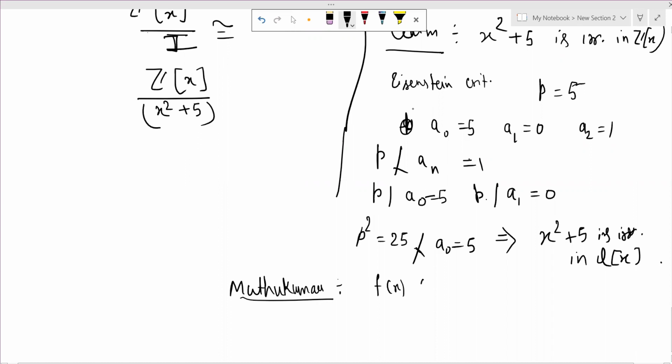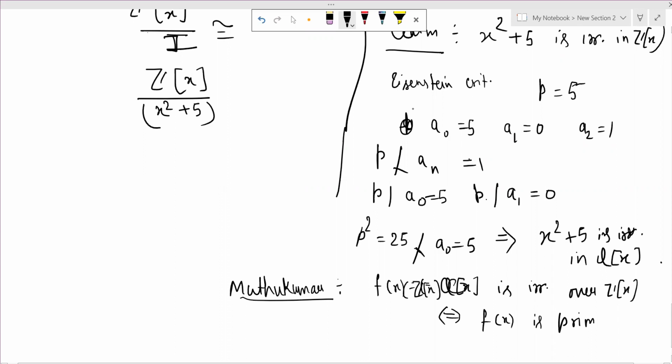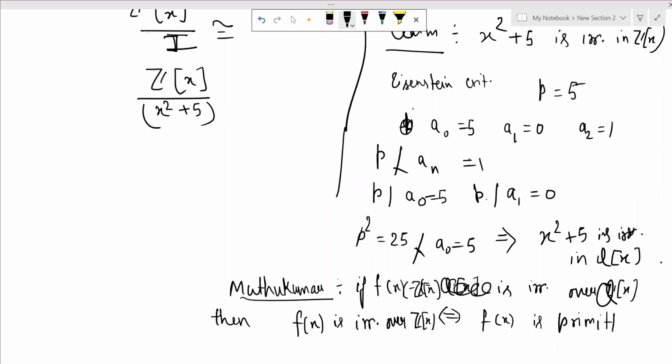If f(x) belongs to Z[x] is irreducible over Q[x], then f(x) is irreducible over Z[x] if and only if f(x) is primitive. Sorry, what I am writing: if f(x) belongs to Z[x] is irreducible over Q[x], then f(x) is irreducible over Z[x] if and only if f(x) is primitive.